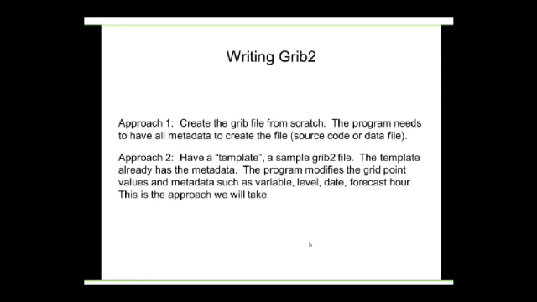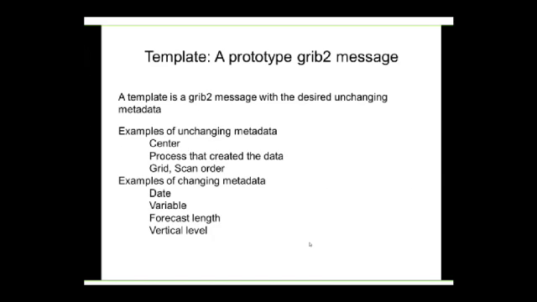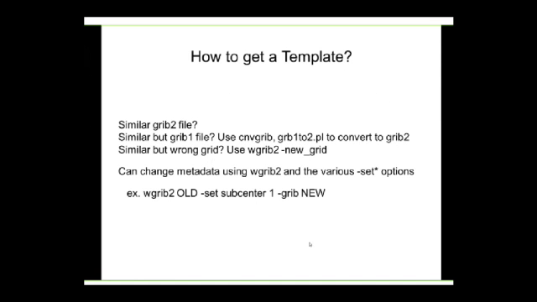Yeah. Okay. Next slide. This is what we were talking about: how to make a template, a prototype grib2 method. The template has most of the unchanging data, like the center, process, created data, the grid, and the scan order. So the template has the right scan order. The changing data includes date, variable, forecast length, variable name, etc. Next, please.